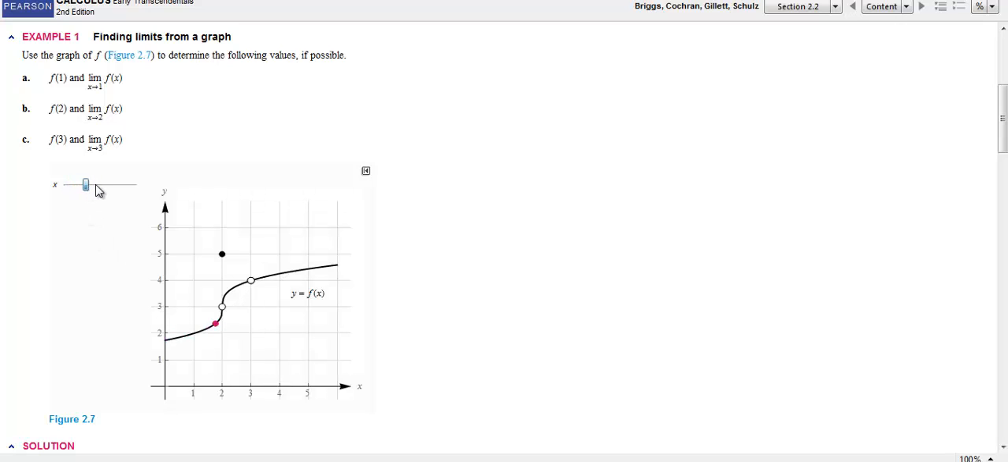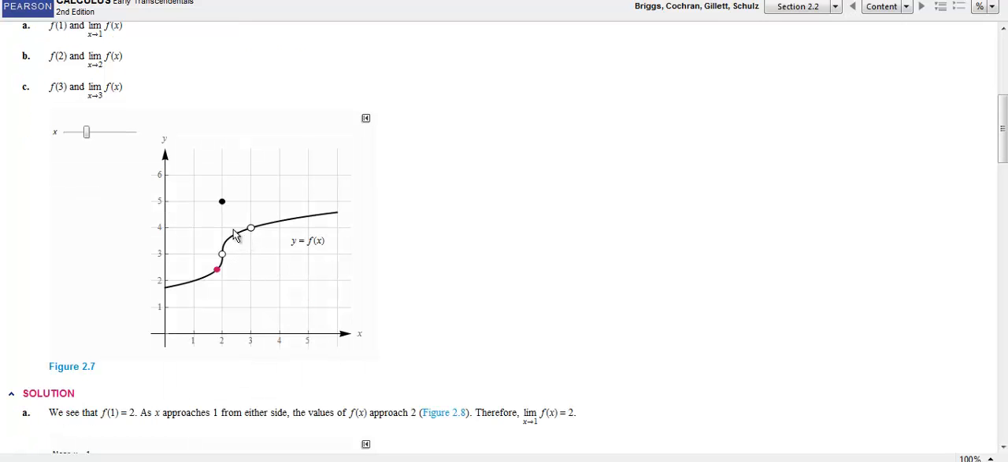I wonder what that is. Oh, yeah, look at that. That's kind of fun. So, same thing here. As the x values get near 3, the y values get close to 4, but when x is 3, it doesn't equal 4.